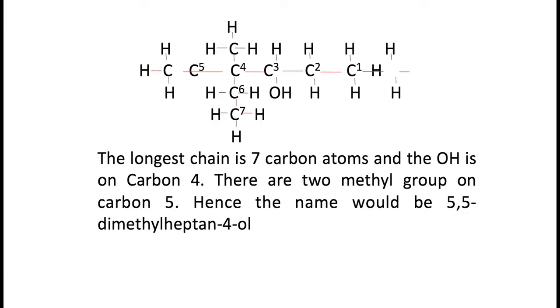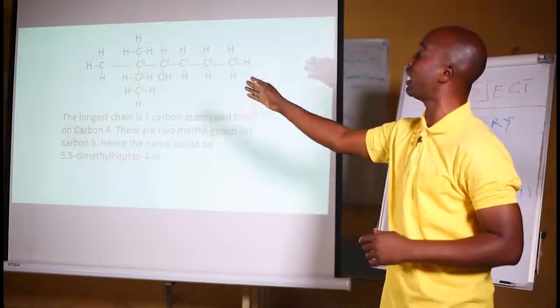Heptan-4-ol. But if you look at the compound, on carbon number 5, there are 2 alkyl groups. That's 2 methyl groups on carbon number 5. Remember I said your methyl group is CH3, and there's another CH3 on carbon number 5.